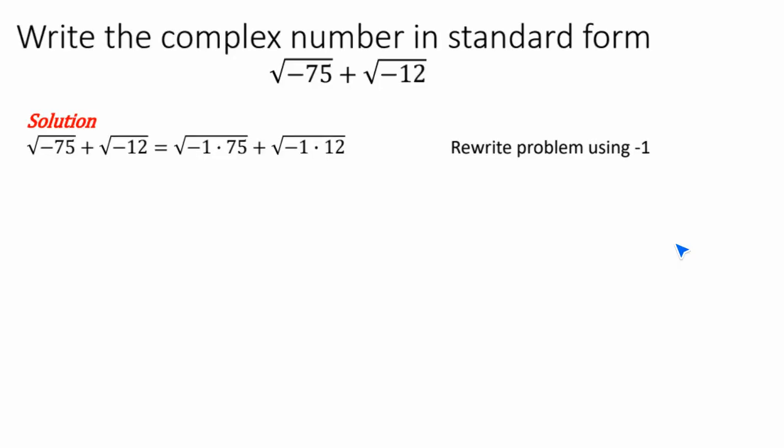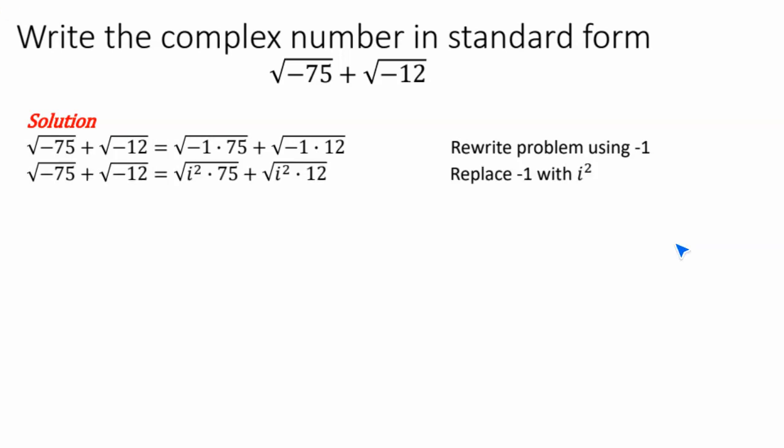So first, what I like to do is separate them to take out my -1. That's going to give me that i value, right? So I do -1 times 75, okay? And then I do -1 times 12. Now, I'm going to replace what -1 is. I know that -1 is i squared, so I'll replace them with i squared for both. And then I know that if I take the square root of a square, I can take out the i. So we have i times the square root of 75 plus i times the square root of 12.